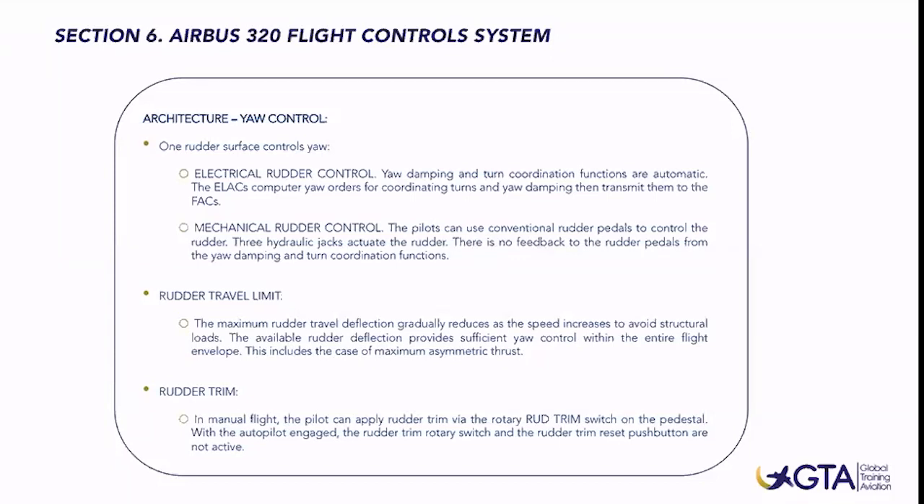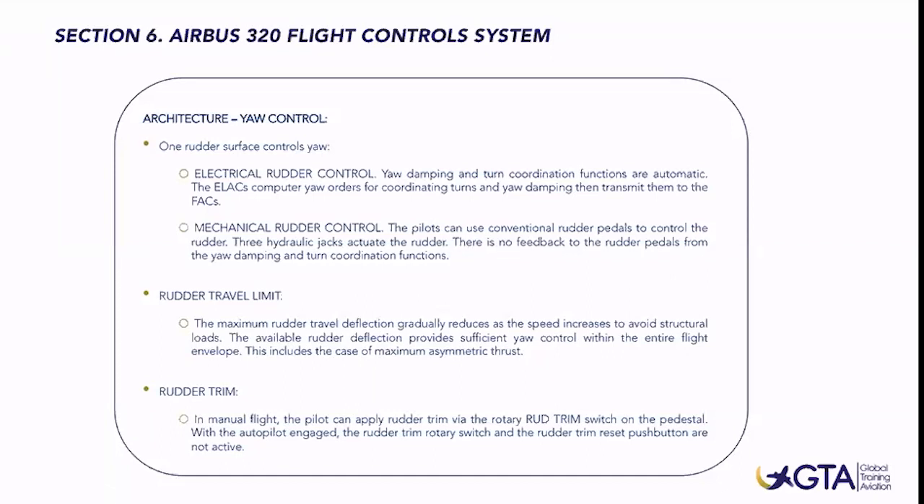Additionally, we have the rudder travel limit, which means the maximum rudder deflection gradually reduces as the speed increases, just to avoid structural loads. And the available rudder deflection provides sufficient yaw control within the entire flight envelope. This includes the case of maximum asymmetric thrust.